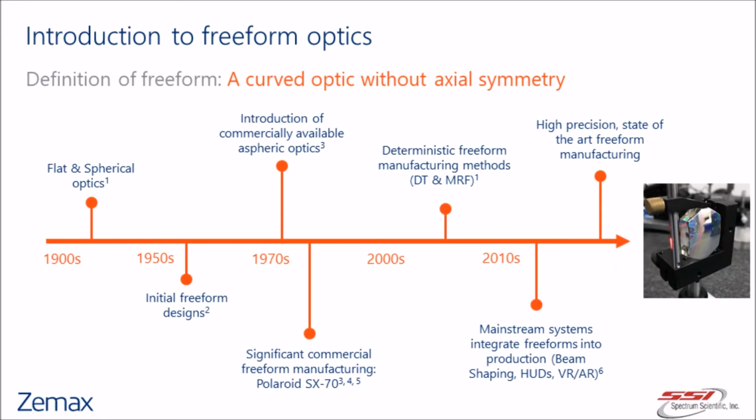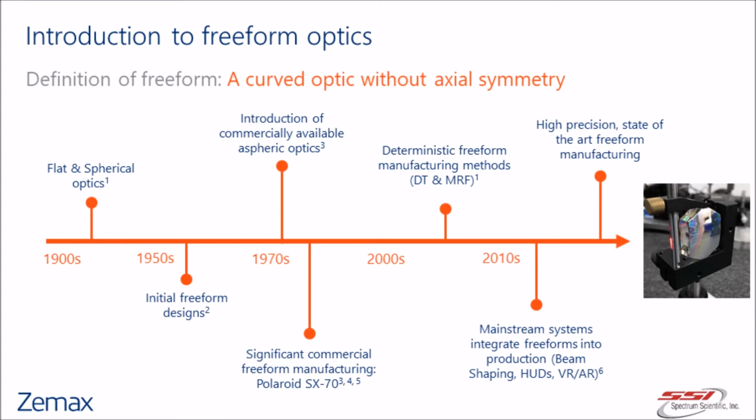So now that we've done a brief introduction to the replication process and the advantages it offers over classical optical manufacturing, I'd like to talk specifically about freeform optics and the application of the replication process in their manufacture. First of all, what is a freeform optic? There are many definitions out there, but we think of it as essentially a curved optic which doesn't have axial symmetry. And importantly, it allows for compound compensation within a single optic.